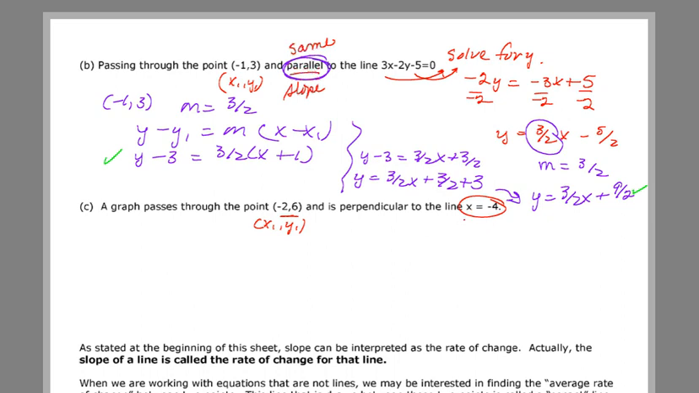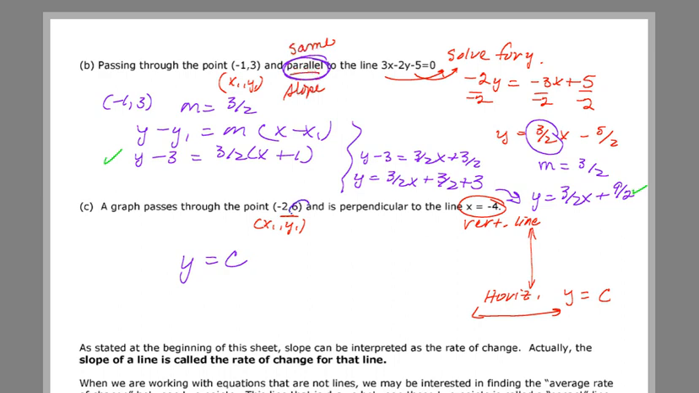x equal to negative 4, we should recall, is a vertical line. Well, if I have a vertical line that runs like this, what type of line is going to run perpendicular to it? It's got to be a horizontal line. But those are pretty easy to come up with because a horizontal line is just y equal to a constant. So if I'm trying to find a line perpendicular to a vertical line, the equation is going to be y equal to some constant. The question is, what's the constant?